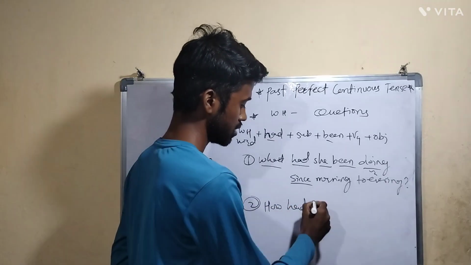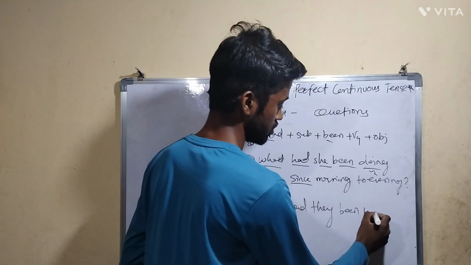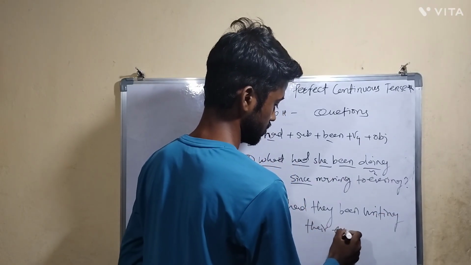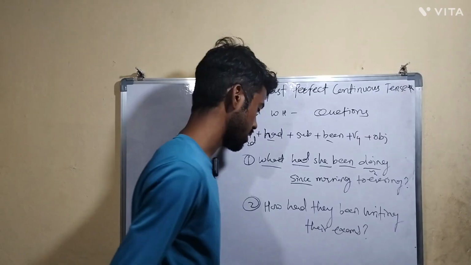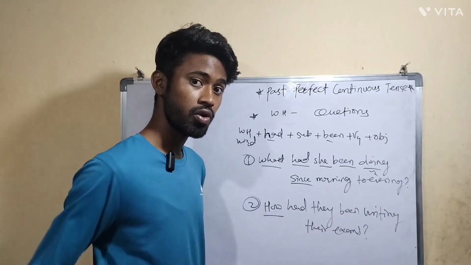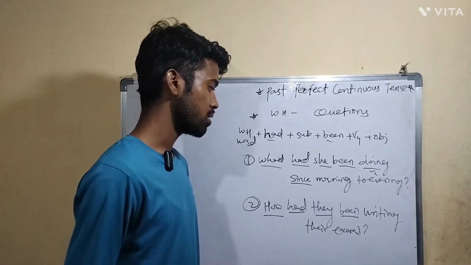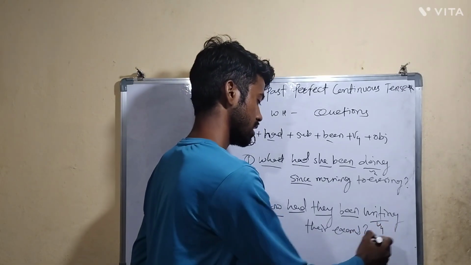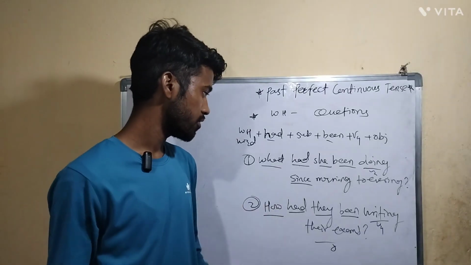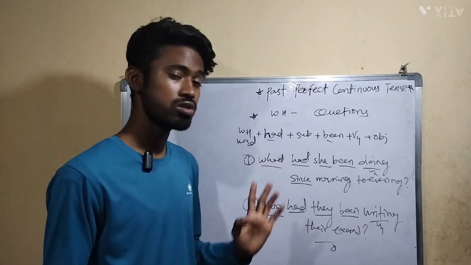How had they been writing their exams? Question mark. Okay, how had they been writing their exams? Now this is the WH word. Okay, and what is this? Helping verb. After the subject, this is the helping verb. So what you need to remember here, this is the fourth form of verb, and in the last this is the object. So what you need to remember, as I told you in previous videos, whenever you are framing any WH question, after that you must use a helping verb.